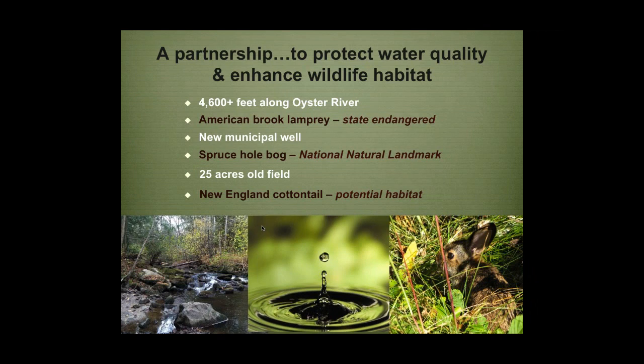There's the Spruce Hole Bog, which is a national natural landmark, very unique feature for this part of the state. There's about 25 acres of old field habitat, which will be a lot of the focus of the rest of the talk, and which is potential habitat for the New England cottontail, which was a candidate species for the endangered species list, but has not been listed because of all the habitat work that's been done by partners throughout New England.